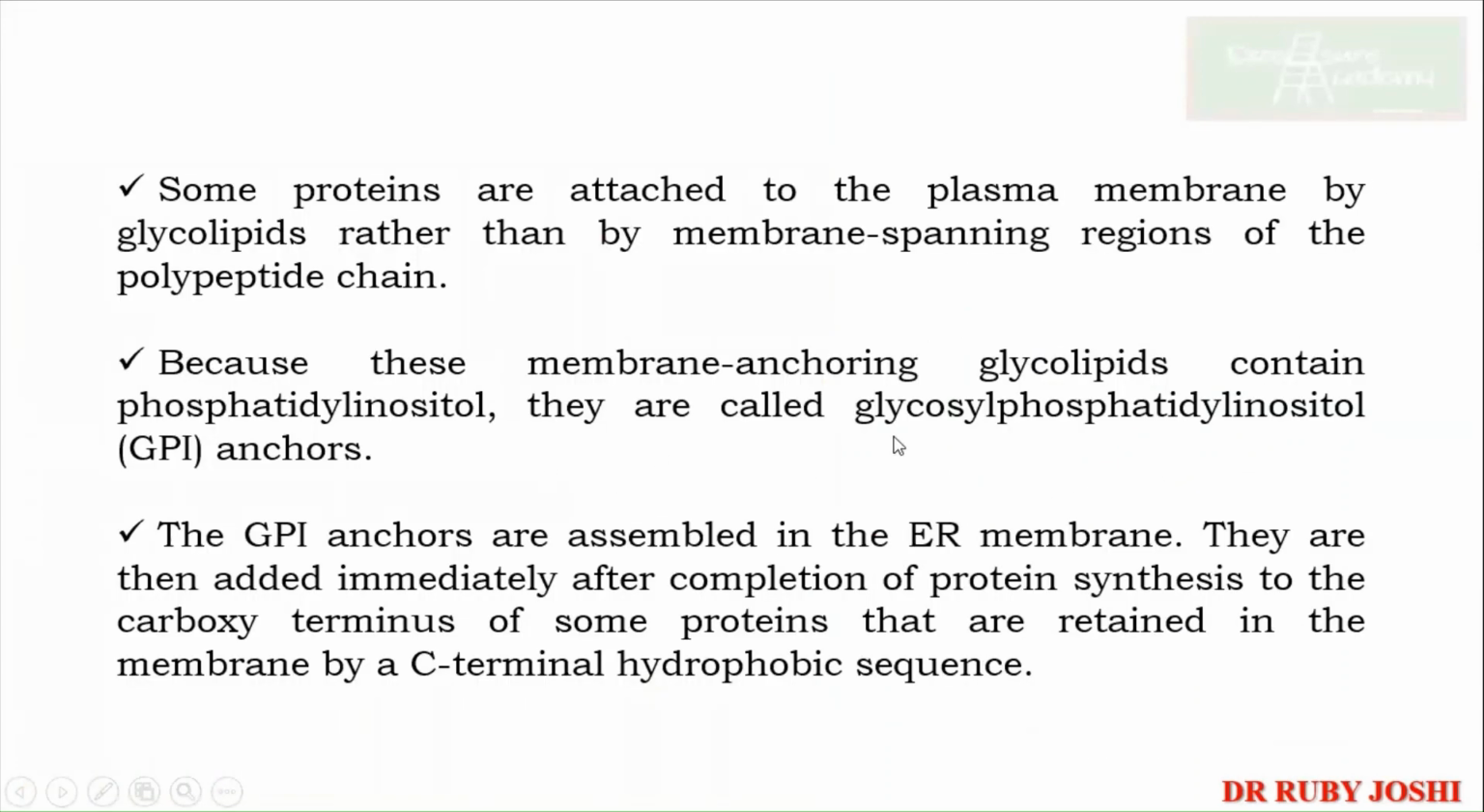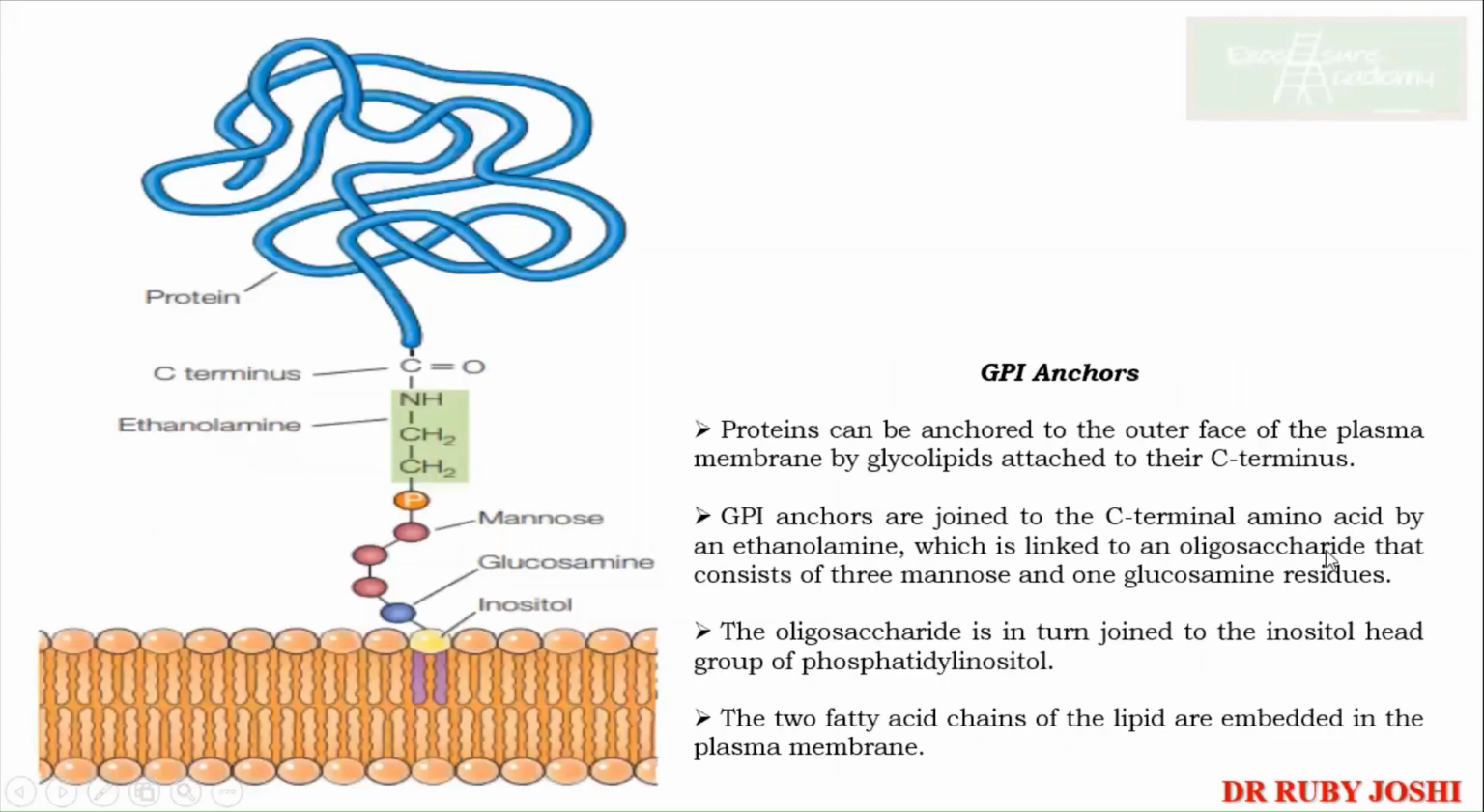So again, some proteins are attached to the plasma membrane by glycolipids rather than by the membrane spanning regions of the polypeptide chain. Another example is your GPI, that is glycosyl phosphatidyl inositol. This also we have discussed during our plasma membrane lectures. These anchors are assembled in the ER membrane. They are then added immediately after the completion of protein synthesis to the C terminus of the proteins. Look at over here, where your GPI anchors are. The proteins can be anchored to the outer face of the plasma membrane by the glycolipids attached to their C terminus.